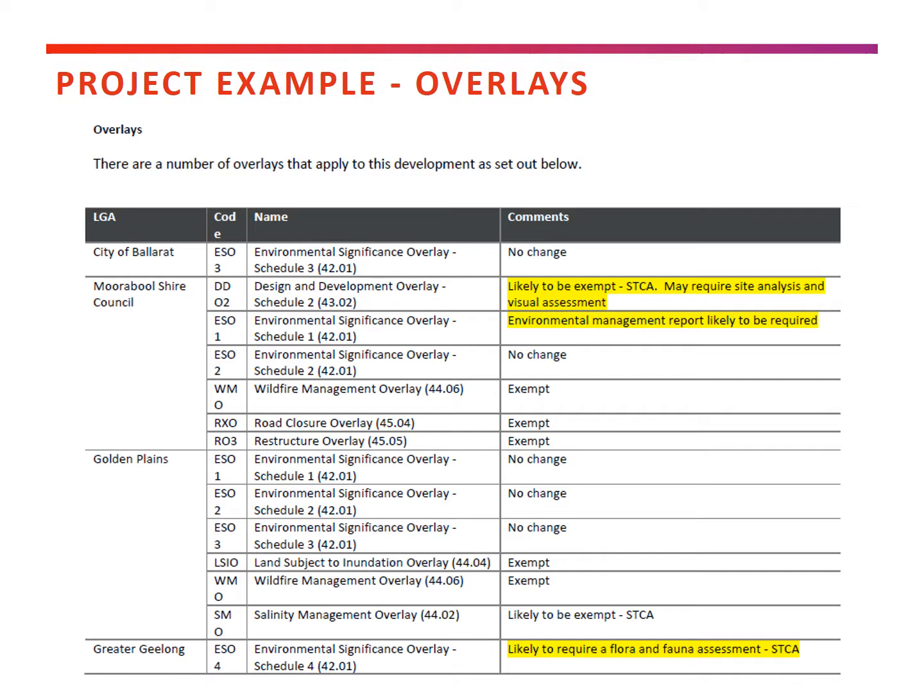So you can see he's listed the local government area, he's listed the code of the overlay, the name of the overlay, so that top one in Ballarat, ESO 3, environmental significant overlay under Schedule 3, no action was needed there. Going down under ESO2, so another environmentally significant area under Schedule 2, no change. Go to the final one, Greater Geelong, another environment overlay, likely to require a fauna and flora assessment. So again, this was taken care of because they surveyed the whole corridor. But yeah, this is the kind of work that's triggered by the overlays.